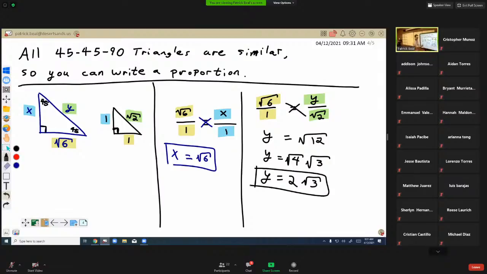That is what y equals. Y is equal to 2 square root of 3. So here's x. This is our answer for x. This is our answer for y.